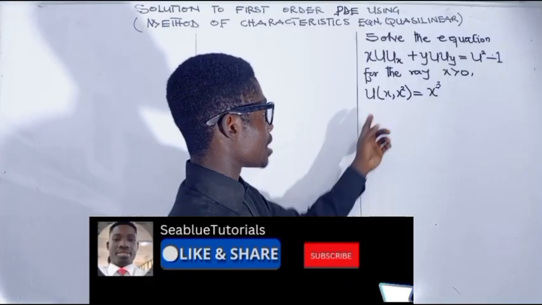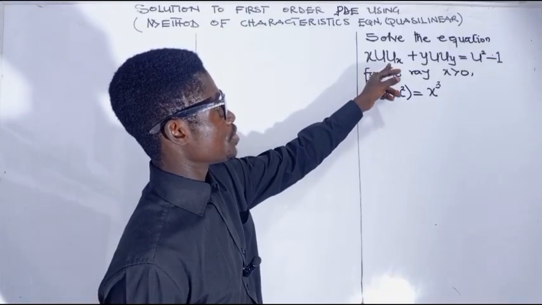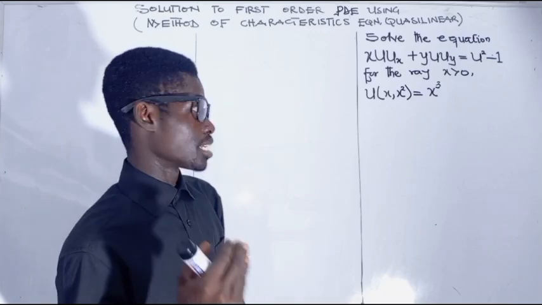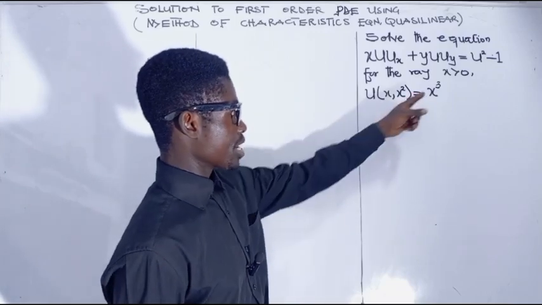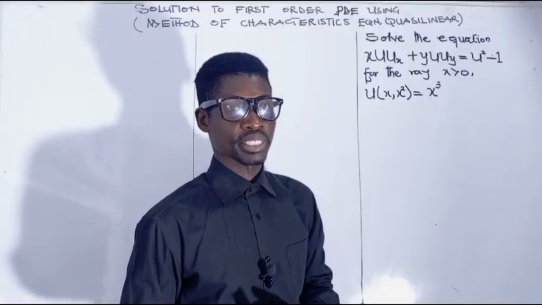So let's look at this particular example on the board. We want to solve the equation x u_x plus y u_y is equal to u squared minus 1 for the real s greater than 0 with this initial condition or auxiliary condition.